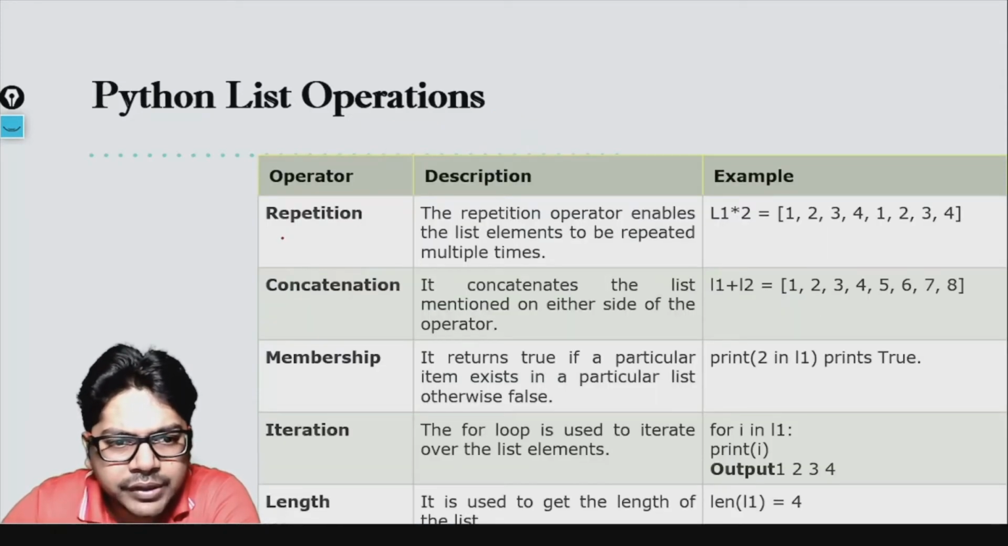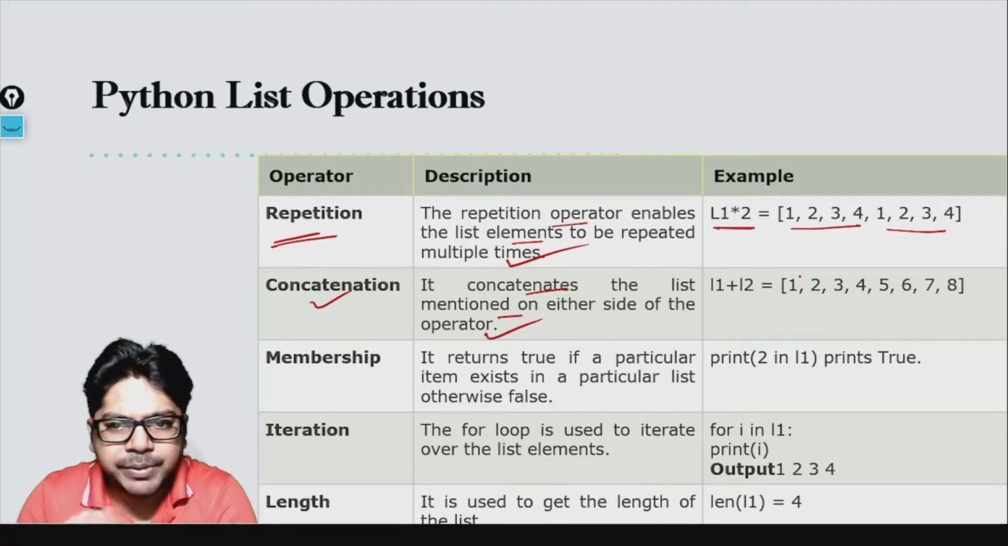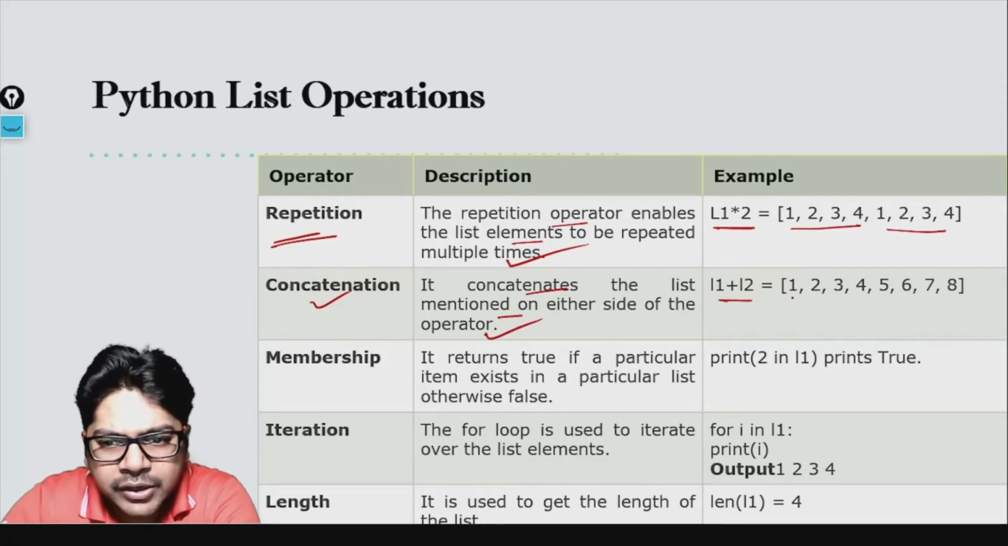Multiplication, how it works, you see here, repetition. The repetition operator enables the list elements to be repeated multiple times. If you use L1 into 2, the same list will appear twice. Concatenation concatenates the lists mentioned on either side of the operator. It means just bring them together. So L1 plus L2, L1 was having 1 2 3 4 and L2 was having 5 6 7 8, so the new list became 1 2 3 4 5 6 7 8.